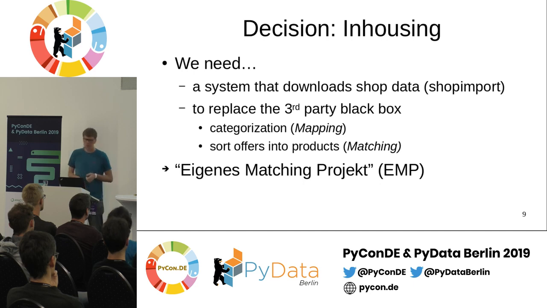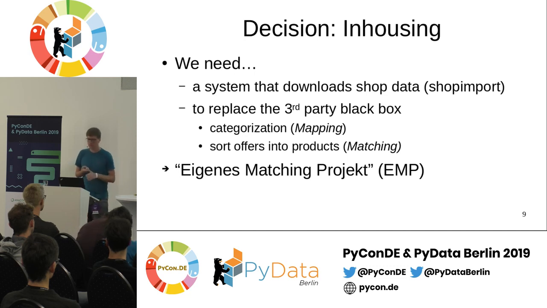So the decision was made to do some in-housing here. We need to replace all of the things that the third party did. So we need a system to download the shop data, doing the shop import. And we need to replace the third party black box, the categorization, which was called mapping in the following, because you have a set of categories and you have some offers streaming in and you want to map the category to the offer. So this kind of stuck.